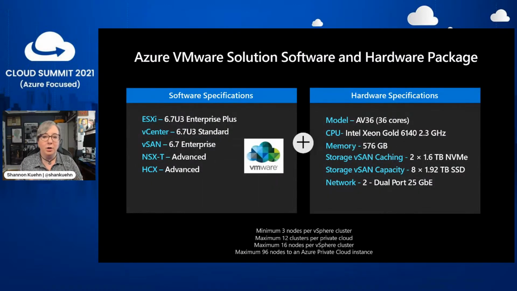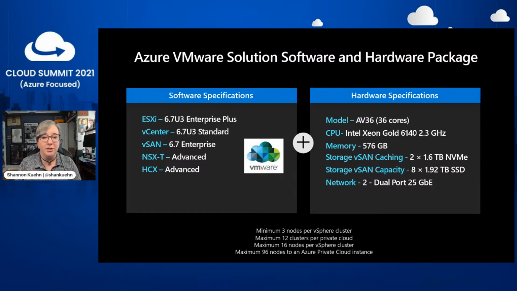Right now, if you were to deploy Azure VMware Solution, this is the software specifications and the hardware specifications. I won't spend too much time talking about it, but this shouldn't feel too foreign. Most of our customers are running this flavor of vSphere on premises. And then in terms of the hardware specification, we only have one SKU at the present time. This could always evolve and change.